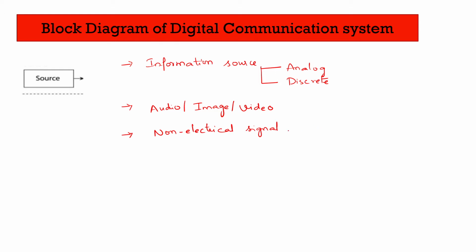So when the signal is a non-electrical signal, we need to convert it into an electrical signal. Here we use a transducer to convert the non-electrical signal into an electrical signal. So the output of the source may be analog or discrete. And in the source we may also have a transducer in order to convert a non-electrical signal to an electrical signal.